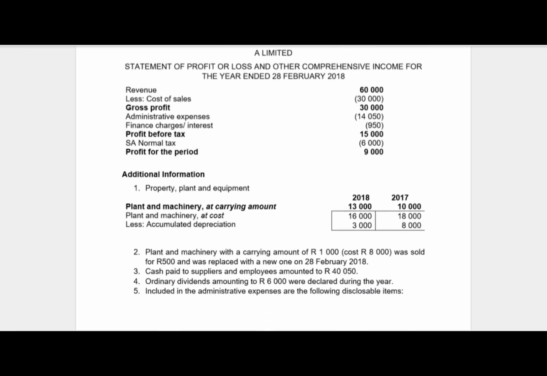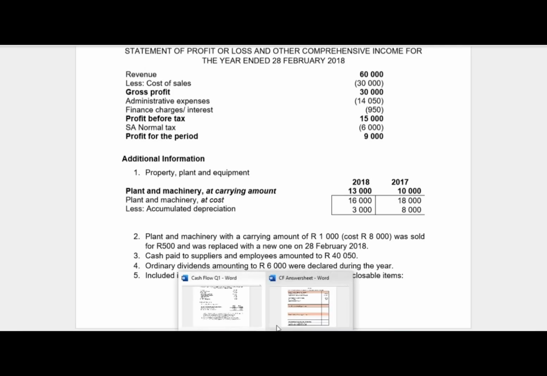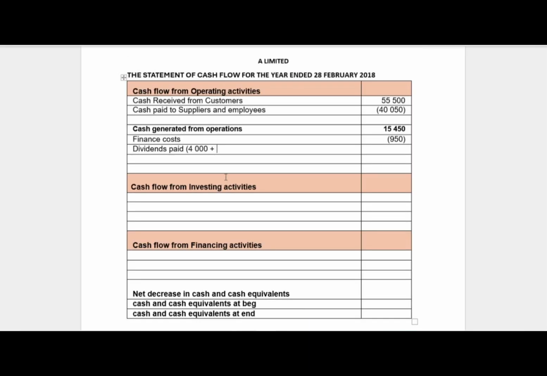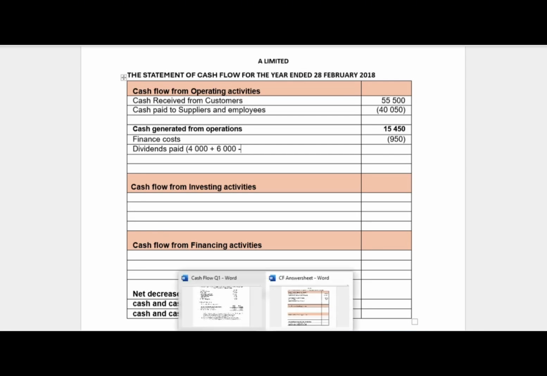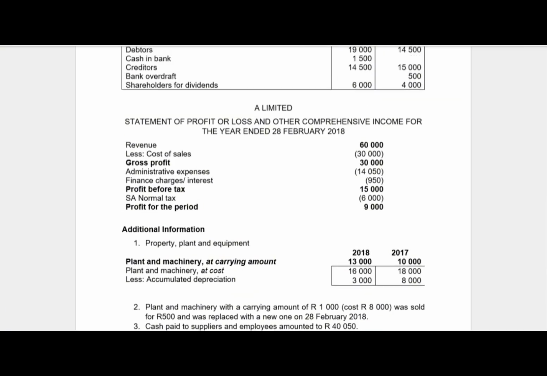Ordinary transaction number 4, ordinary dividends amounting to 6,000 were declared during the year. So you add the 6,000. You go to your answer sheet, you say plus 6,000, and then you minus shareholders for dividends at the end. Shareholders for dividends at the end is in the financial position up there. Let's go and check that one.